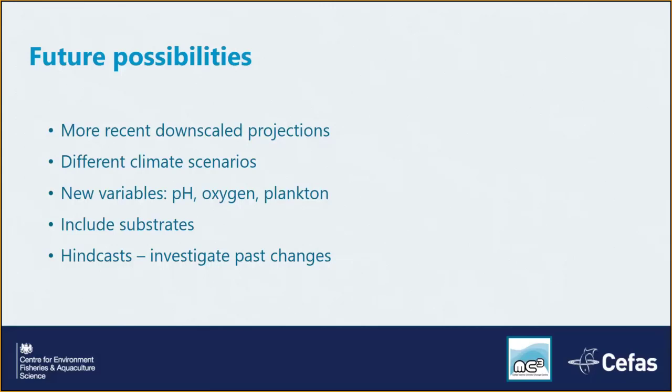So the Met Office data that I showed there only had temperature, salinity and depth, but we're starting to get models through which have a lot more: pH, oxygen, plankton, productivity, which can really improve your models. You can also include substrates, which is not something we've done, but if you know a species is not going to occur in a certain place, you can do a gap analysis at the end of that.